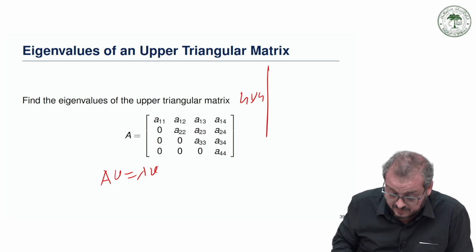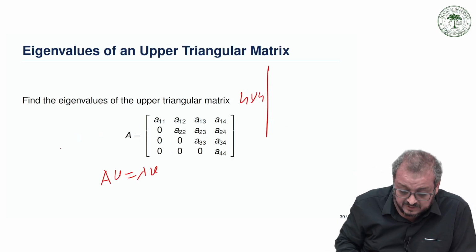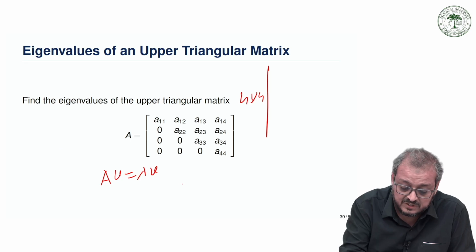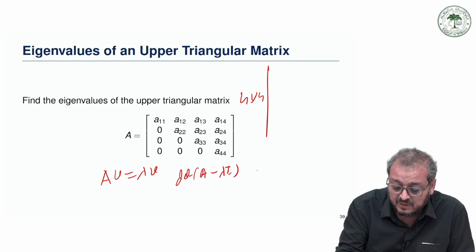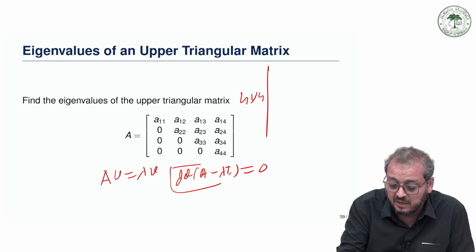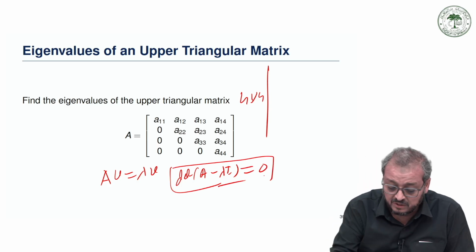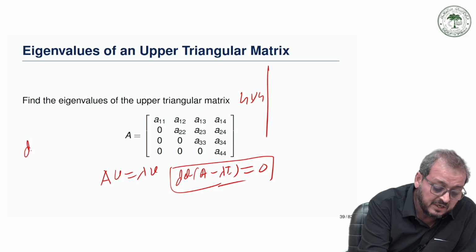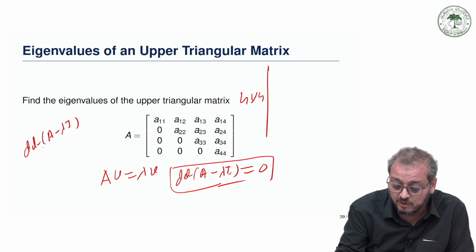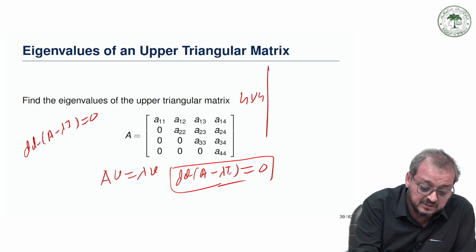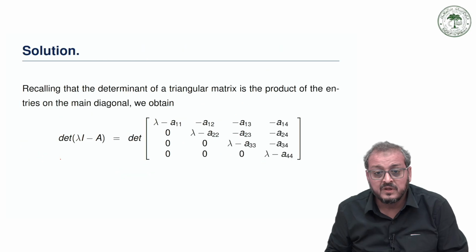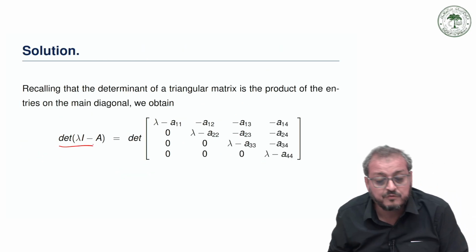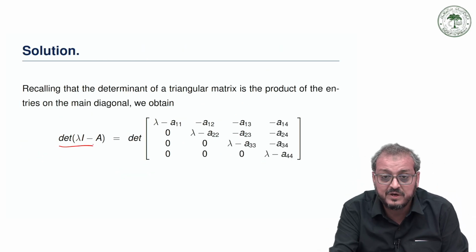Or, as we said last time, we calculate the determinant of A minus lambda I equal to 0. We have to find the characteristic equation. The equation det(A minus lambda I) = 0 is the characteristic equation, and the determinant part is called the characteristic polynomial. So we take the determinant of this matrix.